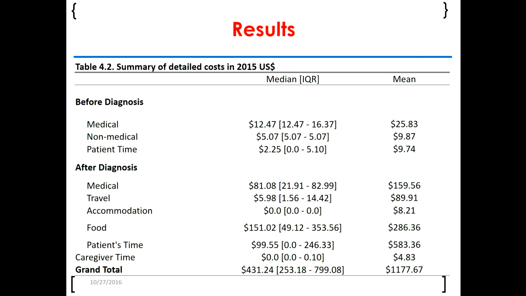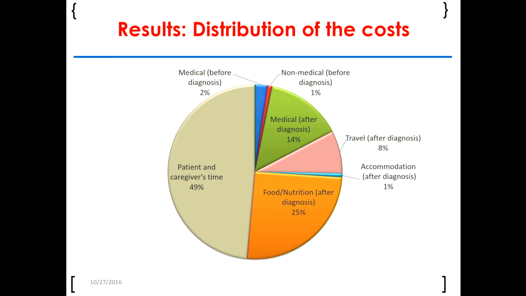This is to show the summary of the cost in US dollars. We found higher costs, especially in the patient's time and food, followed by the medical cost. This is to show the distribution of the cost. Patient and caregiver time, 49%. Food and nutrition after the diagnosis, 25%. Medical cost after diagnosis, 14%, followed by travel cost, about 8%.